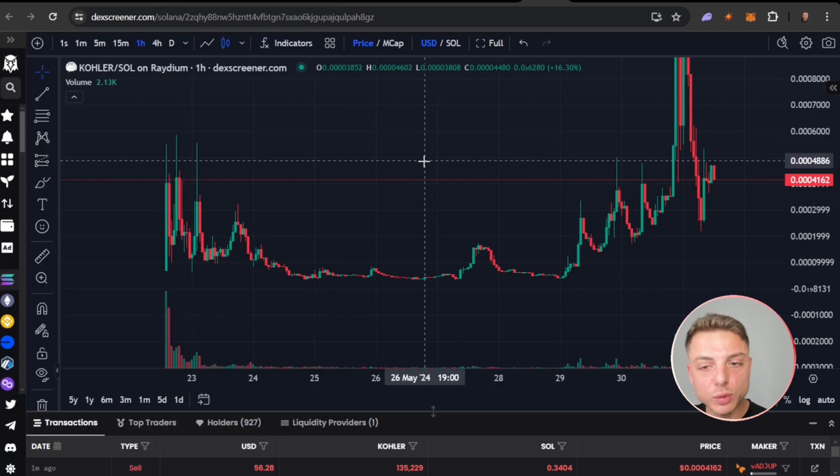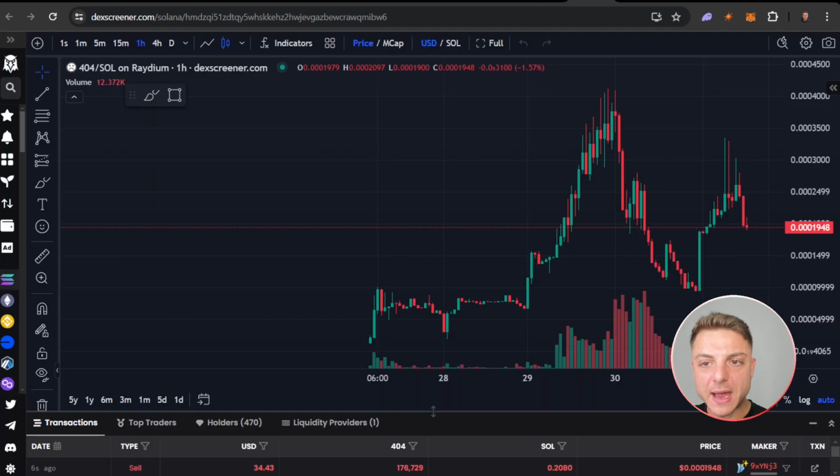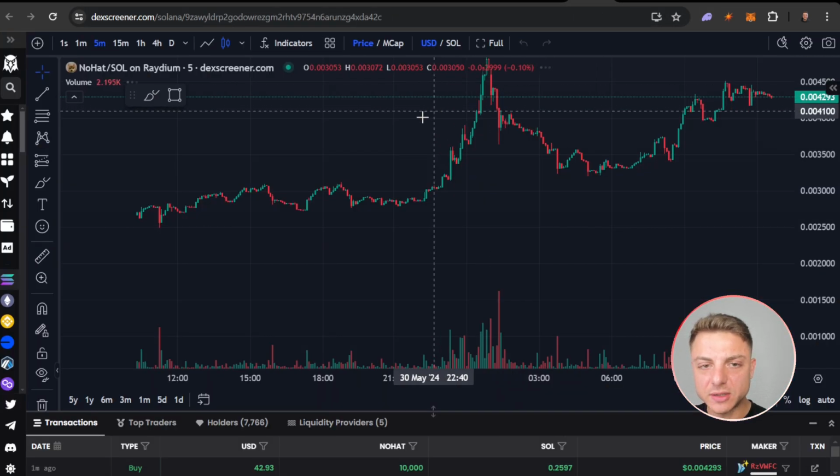So this would be a coin that I'm actually interested in. We'll keep that and have a look at the next one. Not interested in this coin.